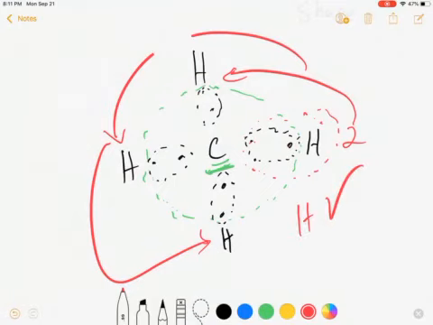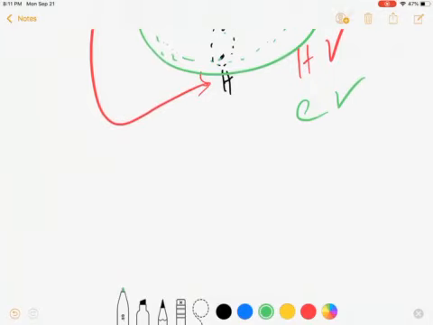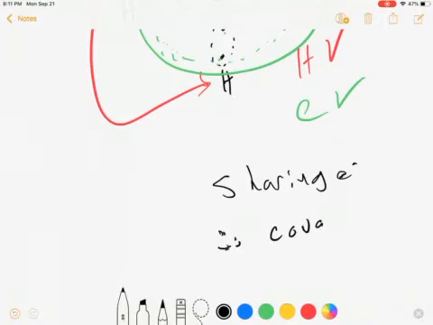Okay. Carbon also gets to count those same electrons, carbon we had in green. So carbon gets this one and this one and this one and this one and this one and this one and this one and this one. So carbon all of a sudden went from 4 electrons to 8. So carbon is also good. And this is what we call sharing of electrons. And sharing electrons is also known as covalent bonding. Okay, so covalent bonding is when atoms are sharing electrons.